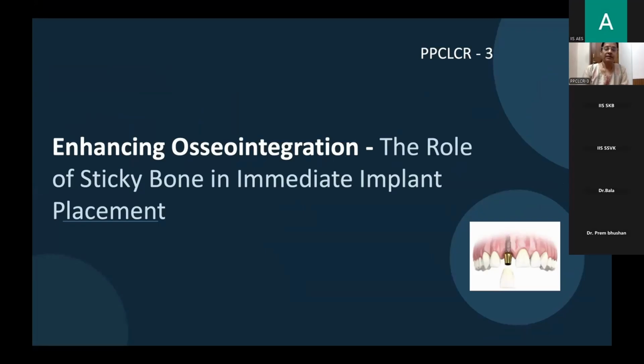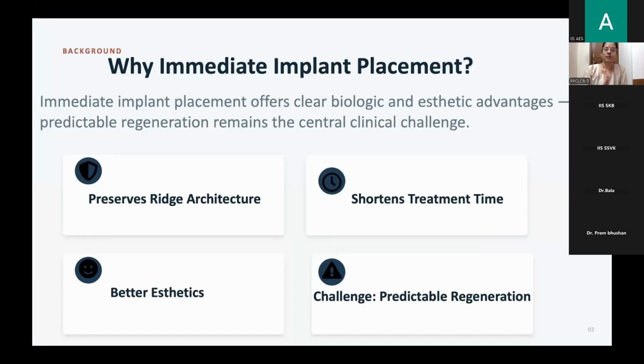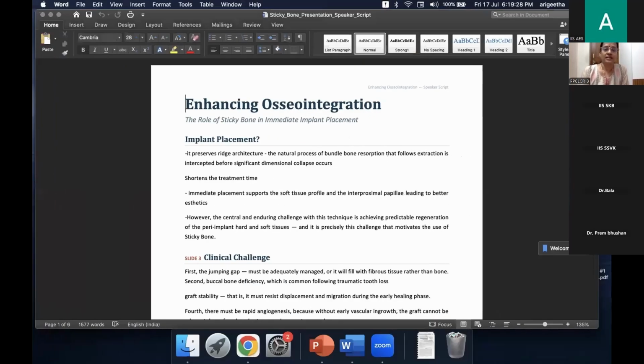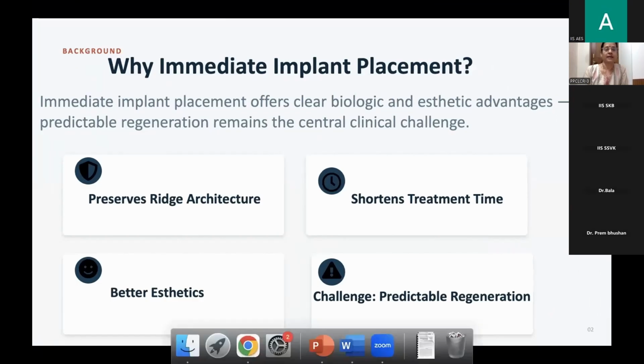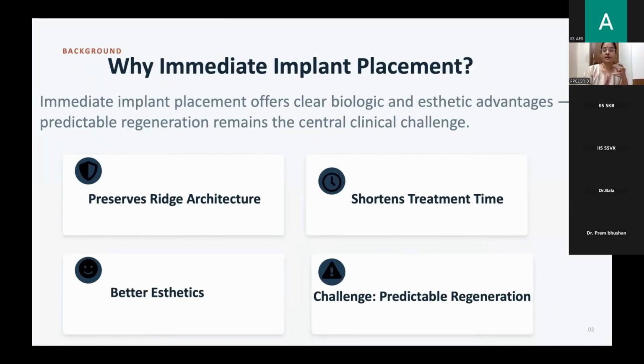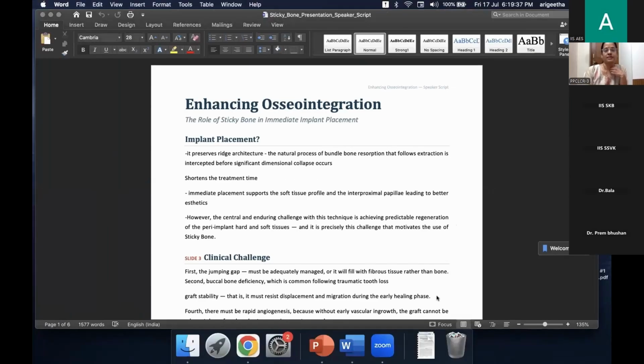So, good evening, everyone. My presentation is on enhancing osseointegration, the role of sticky bone in immediate implant placement, a case report. So, why immediate implant? What are the advantages of immediate implant? Immediate implant gives us a clear biologic and aesthetic advantage. The first one is it preserves ridge architecture.